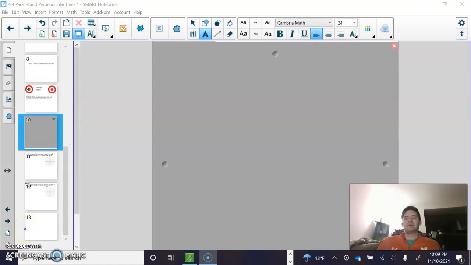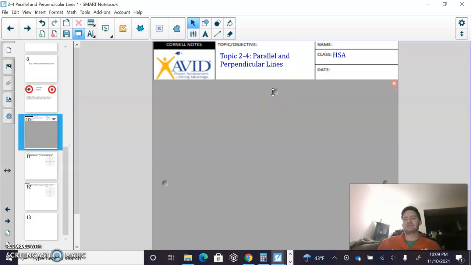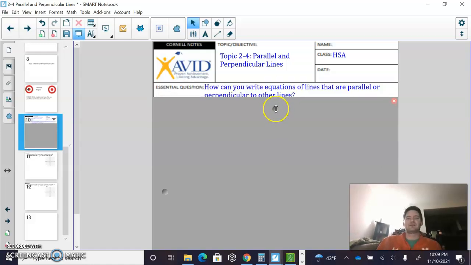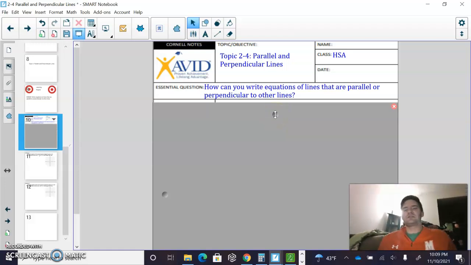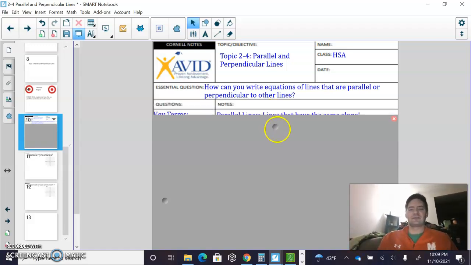Hello everyone, and welcome to our notes on parallel and perpendicular lines. So today's essential question, as you're recording these notes on paper, is how can you write equations of lines that are parallel or perpendicular to other lines?